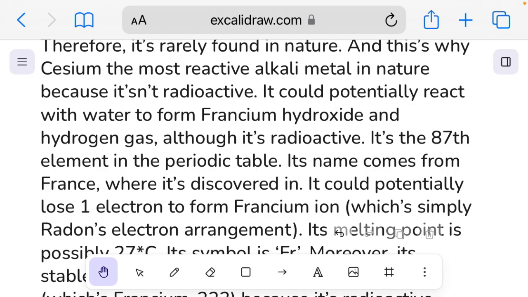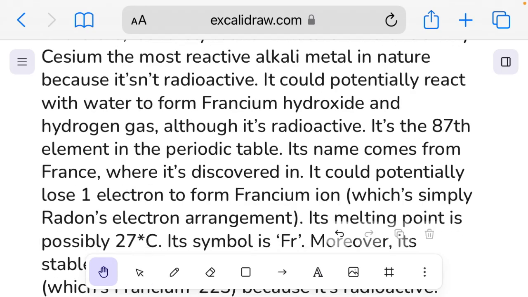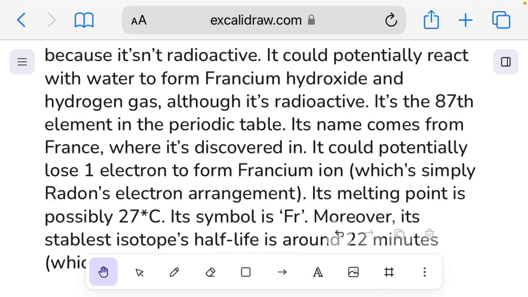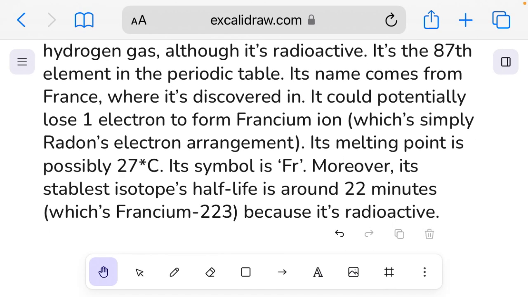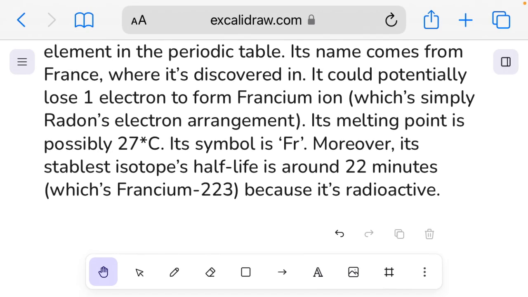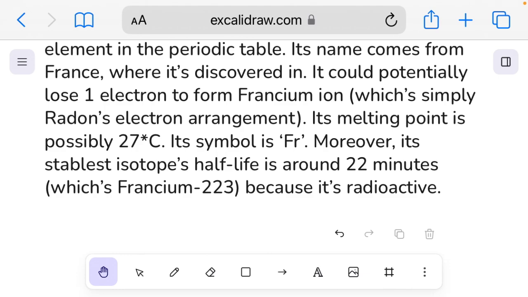It's the 87th element in the periodic table. Its name comes from France, where it was discovered. It could potentially lose one electron to form a francium ion, which simply has radon's electron arrangement. Its melting point is possibly 27 degrees Celsius. Its symbol is Fr. Moreover, the most stable isotope's half-life is around 22 minutes, which is francium-223, because it's radioactive.